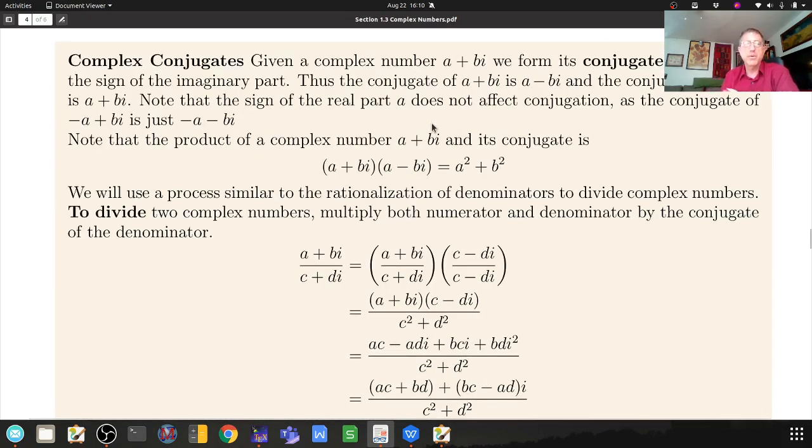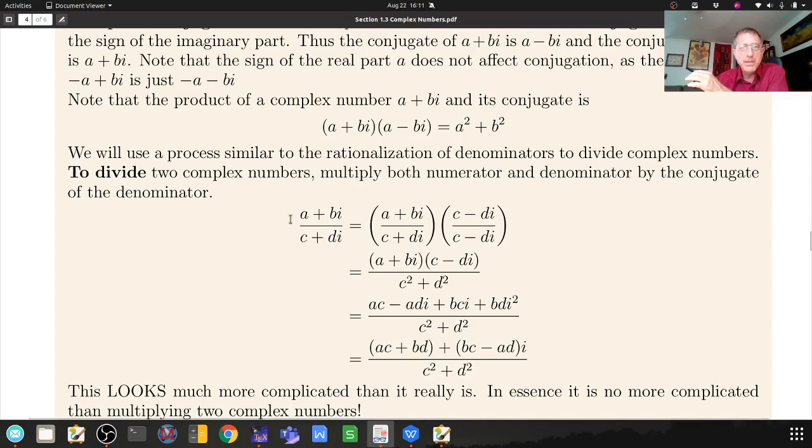So, here's the formula. These are called complex conjugates. If you're given a complex number, a plus bi, we form its conjugate by changing just the sign of the imaginary part. The conjugate of a plus bi is a minus bi, and the conjugate of a minus bi is a plus bi. Note that the sign of the real part a does not affect conjugation, as the conjugate of minus a plus bi is just minus a minus bi.